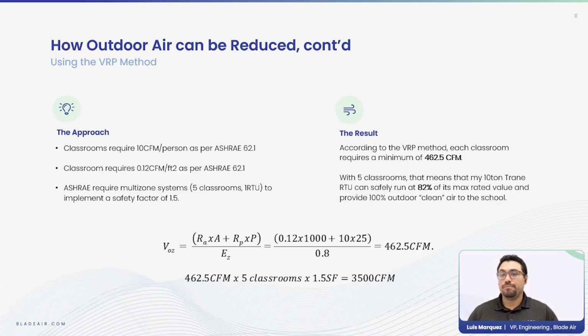462.5 CFM. The other thing that ASHRAE considers in its VRP method is what's called multi-zone systems. And all that really says is that I have 5 classrooms and 1 RTU. So I'm really using several zones. And so ASHRAE recommends a 1.5 safety factor to be implemented.